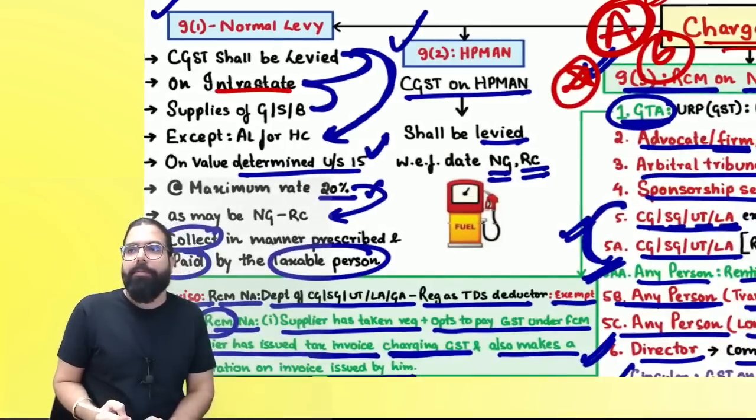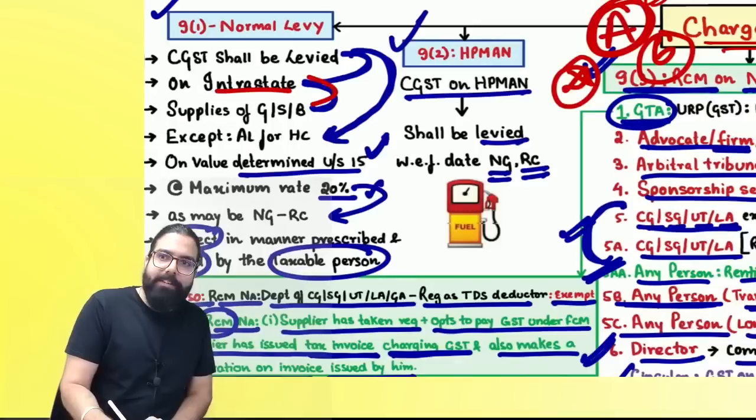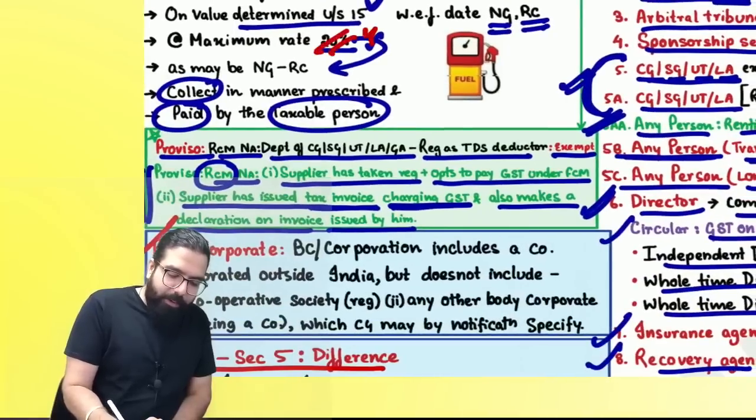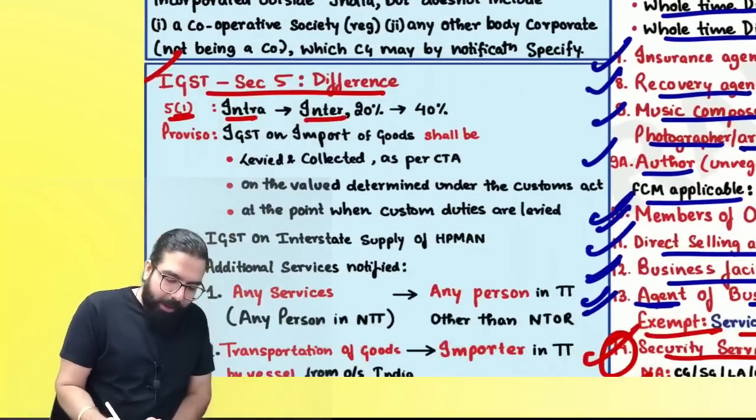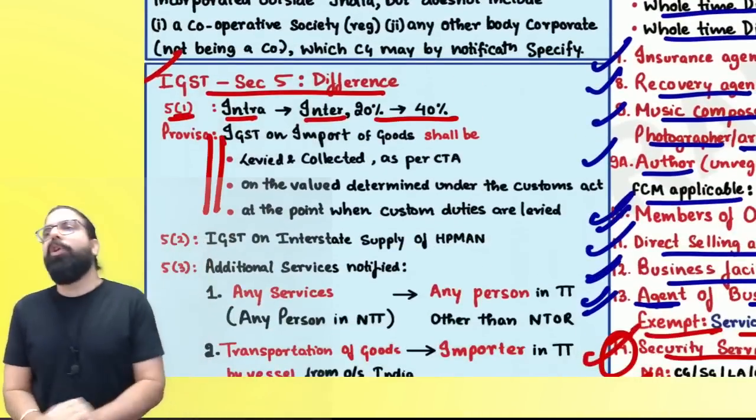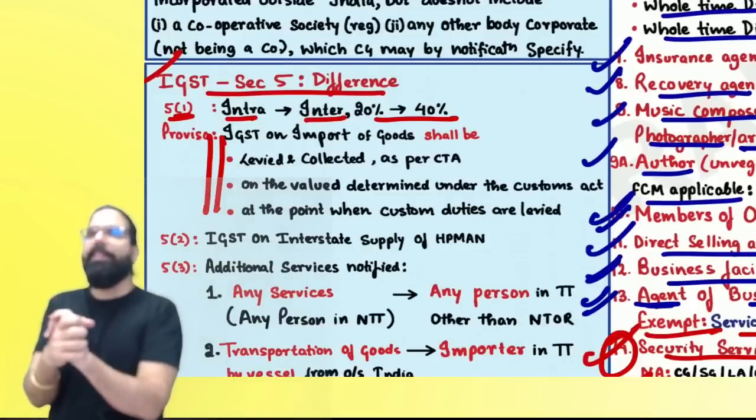Whenever goods and services are supplied interstate, IGST will be levied. And this 20% which is there, IGST will be how much? That's it. And always remember one thing: whenever you import goods, interstate IGST is applicable.